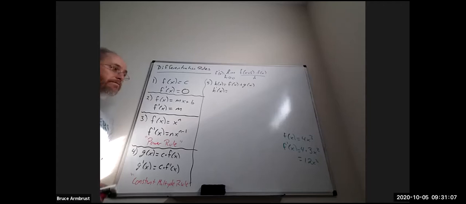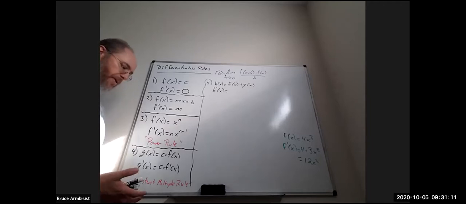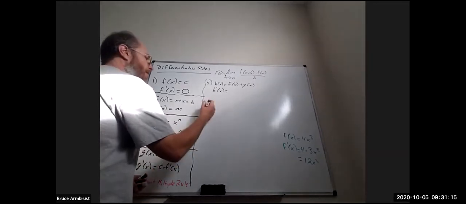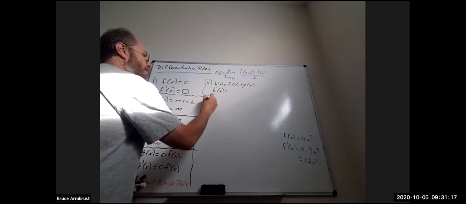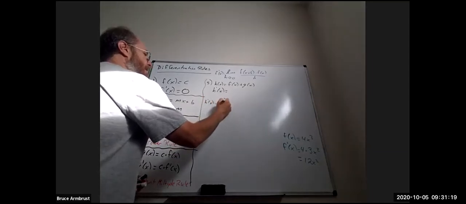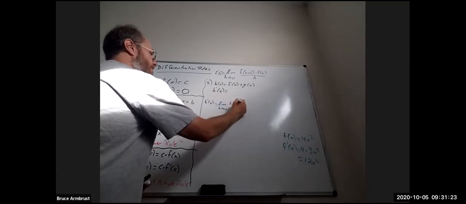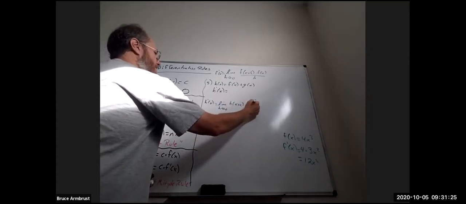All right, well, we're going to do what we always do, which is just start with the definition. So h prime of x, it's going to be the limit as h goes to 0 of h of x plus h minus h of x.